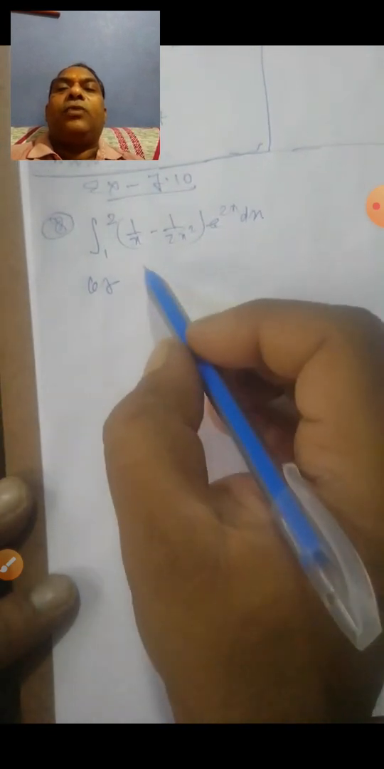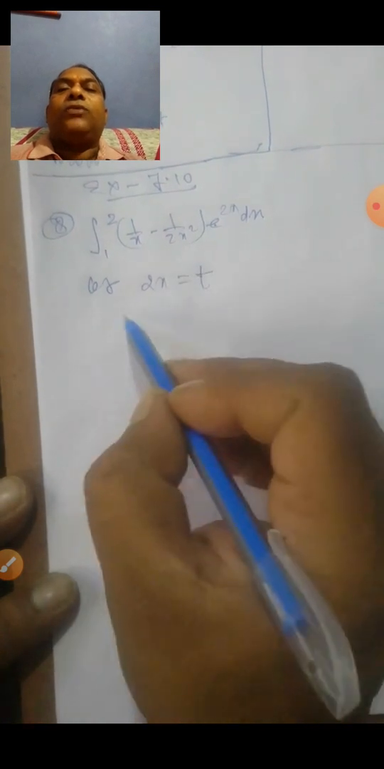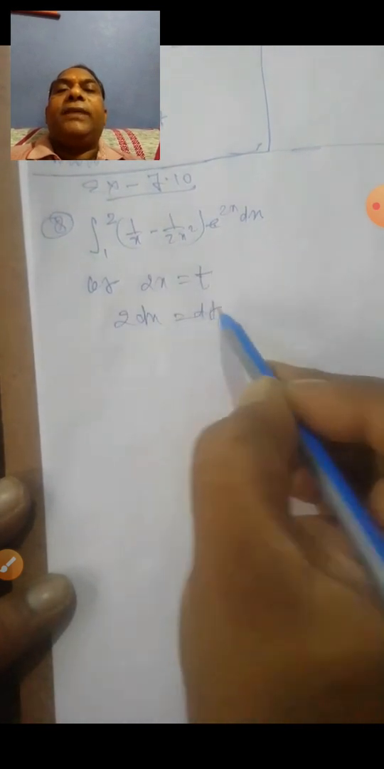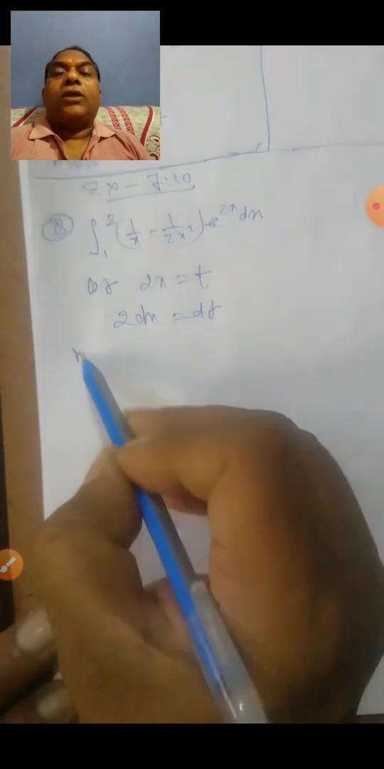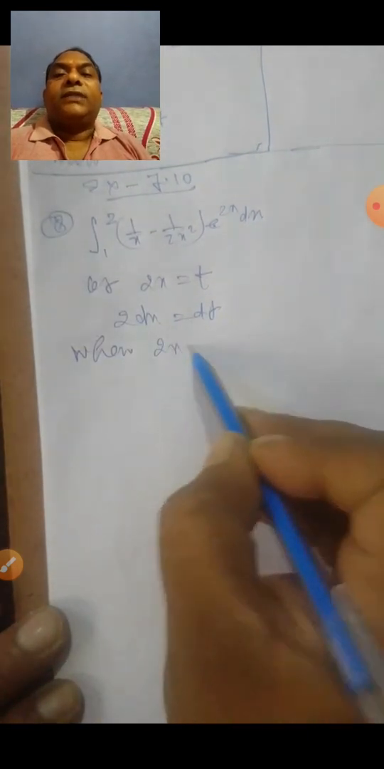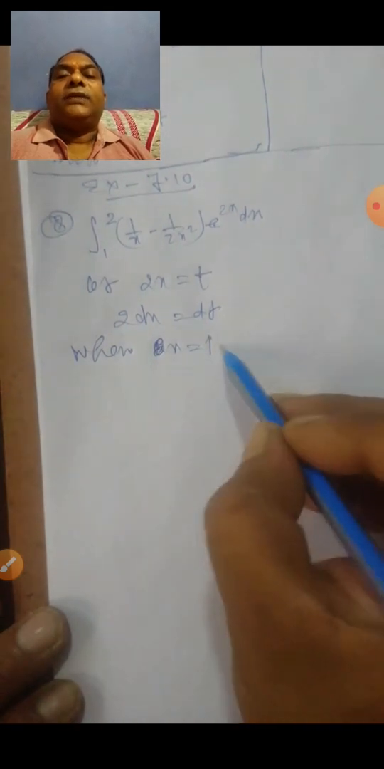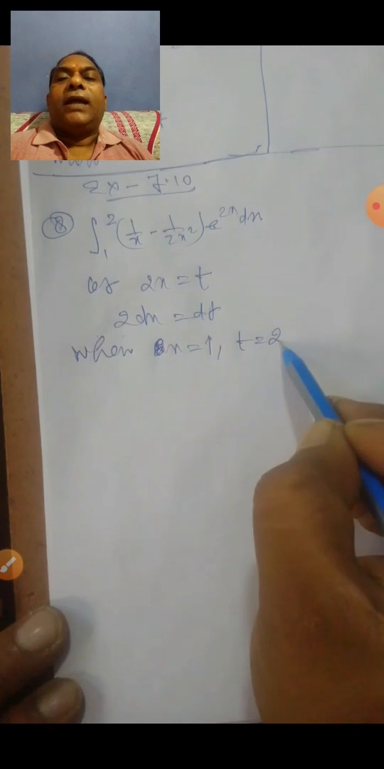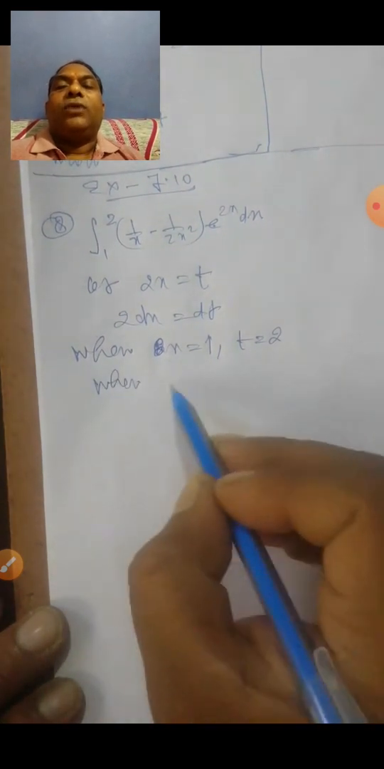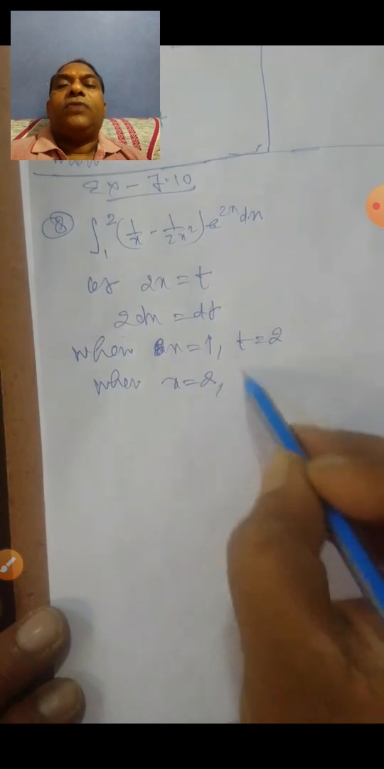Now next, question of exercise 7.10, integration 1 to 2 of 1 upon x minus 1 upon 2x square, e to the power 2x. So let 2x is equal to t, 2 dx will be equal to dt. Now convert the limit also, when x is equal to 1 then t is equal to 2, and when x is equal to 2 then t is equal to 4.